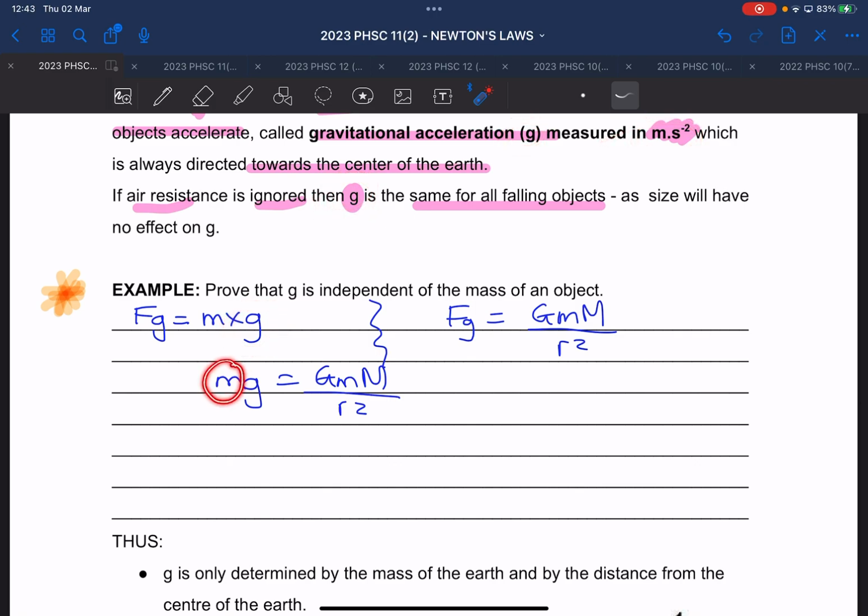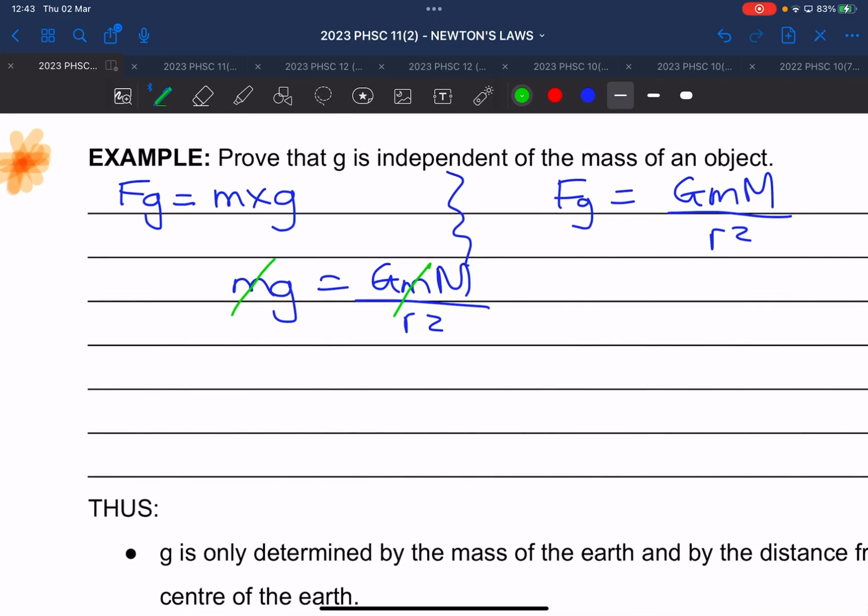Now this is the mass of you, the object. This is the mass of you, the object. So I can cancel them out. So g, lowercase g, 9.8 is equal to GM over r squared. So that 9.8, the gravitational acceleration, is only dependent on the mass of the earth and the radius of the earth, the size of the earth. That's why when you go to the moon, your g is different. Why? Because the mass of the moon and the radius of the moon is different. Okay, so that 9.8 does not depend on your mass.